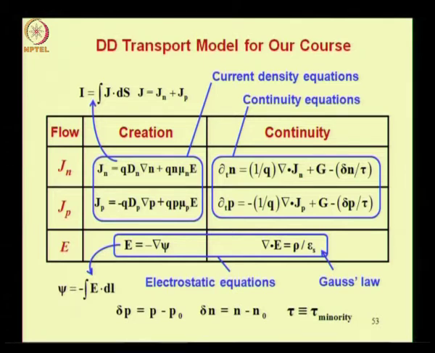We derive the current voltage characteristics of the device by integrating the current density J, which is the sum of the electron current and hole current, over the contact area, and the voltage corresponding to this current is obtained by integrating the electric field over the length between the contacts.